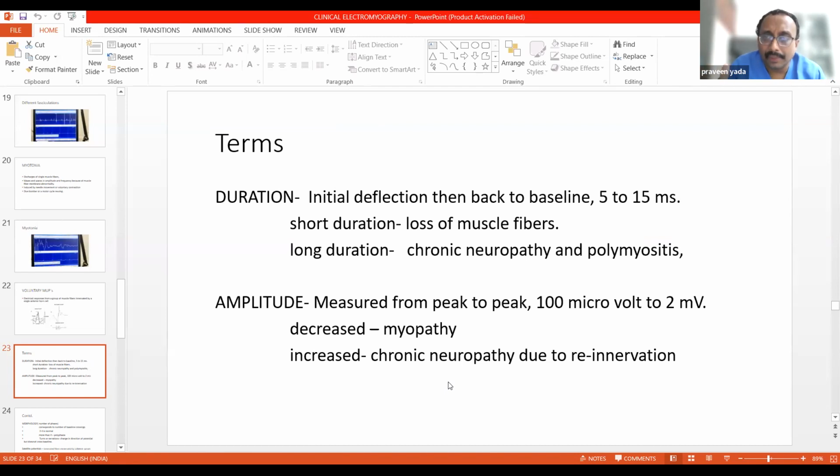And in acute neuropathy also, because there is nerve damage, the MUP will be small. But if there is a chronic neuropathy, due to re-innervation, you will get a large amplitude. Even in acute neuropathy, the amplitudes will be quite low. There is a fallacy that neurogenic means always high, but it is neurogenic over a period of time. If it is an acute one, you will get low amplitudes.